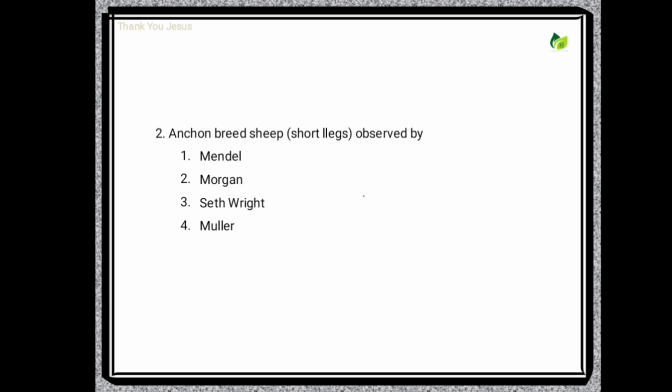So let's see the next question. Ancon breed sheep, or short-legged sheep, observed by, which is a mutational variety. Seth Wright observed an unusual short-legged sheep in the flock. So which was beneficial. Why? Because it could not cross the fences and damage the crop.